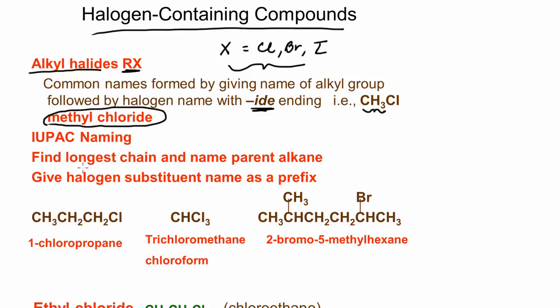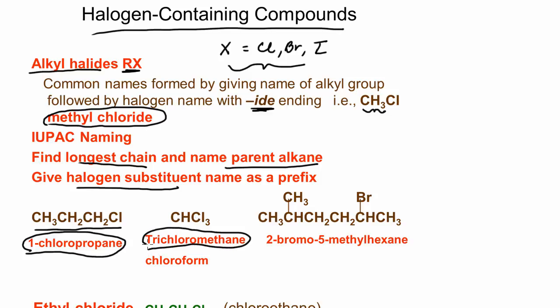As far as the IUPAC naming system, we find the longest chain, name the parent alkane, and then we give the halogen substituent name as a prefix. So this one here, we have 3 carbons, and we have a chlorine that's on carbon number 1. So we would name this as 1-chloropropane. Here we have a carbon with 3 chlorines, and this would be called trichloromethane. The common name is chloroform.